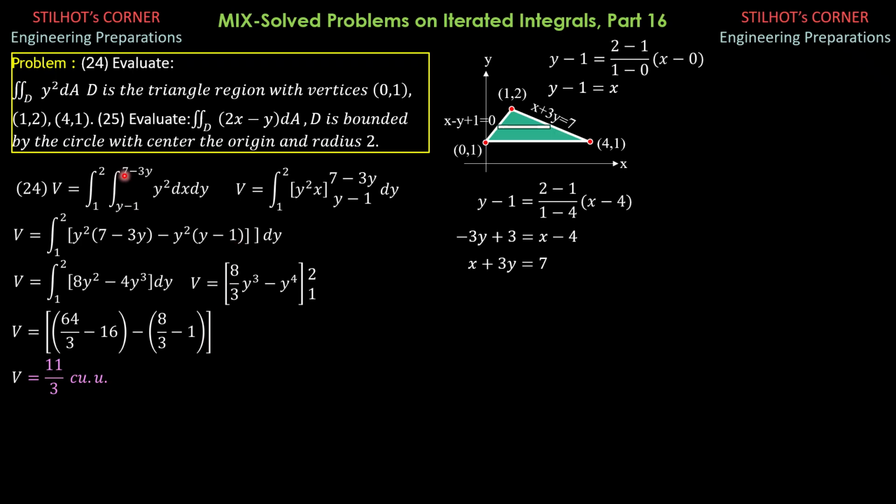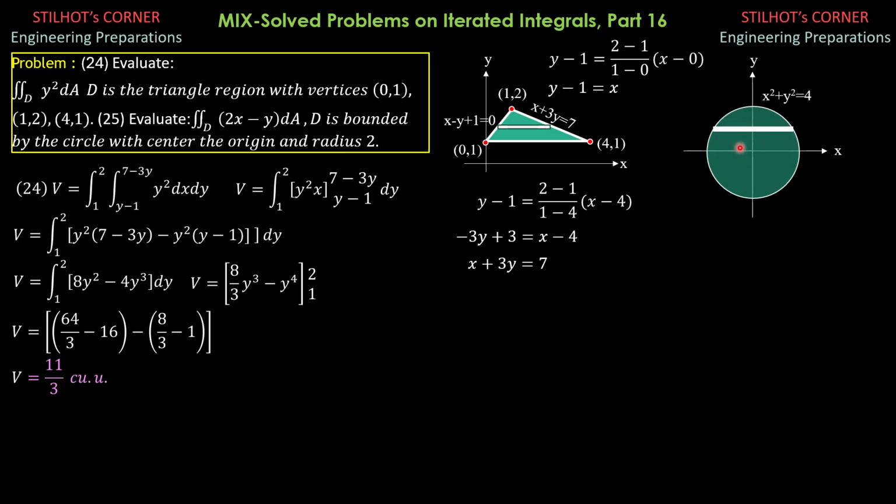We then proceed to number 25, evaluate the integral quantity 2x minus y dA, that's the height. D is bounded by the circle with center the origin and radius 2 as shown.